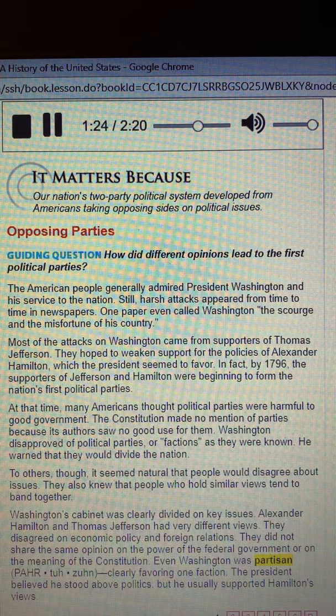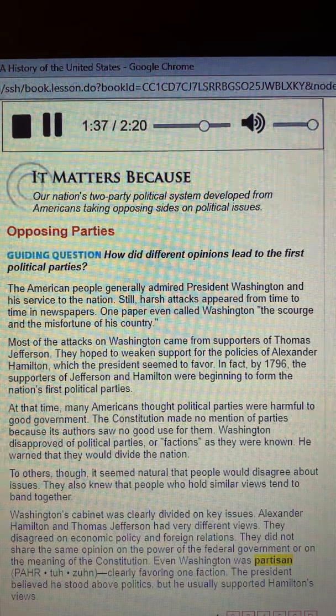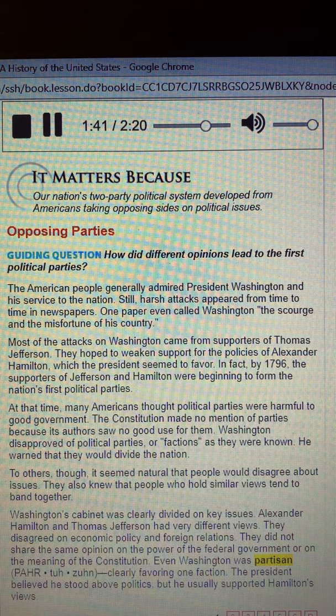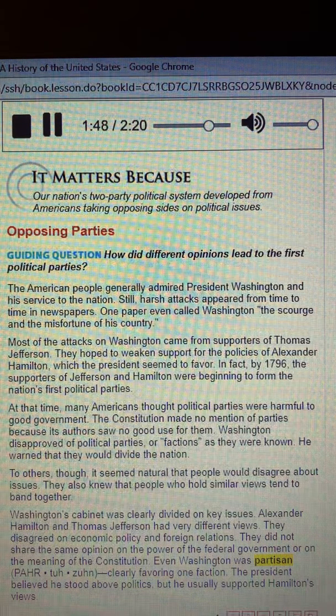Washington's cabinet was clearly divided on key issues. Alexander Hamilton and Thomas Jefferson had very different views. They disagreed on economic policy and foreign relations. They did not share the same opinion on the power of the federal government or on the meaning of the Constitution. Even Washington was partisan, clearly favoring one faction. The president believed he stood above politics, but he usually supported Hamilton's views.